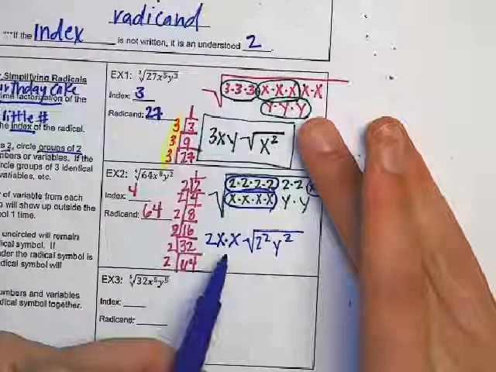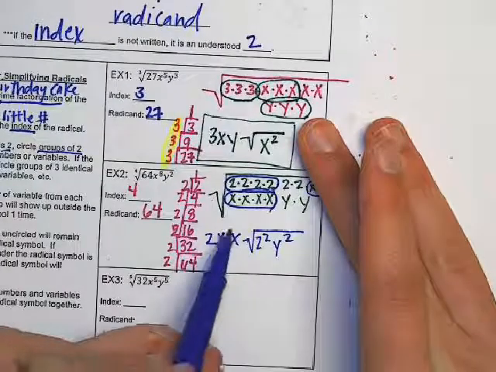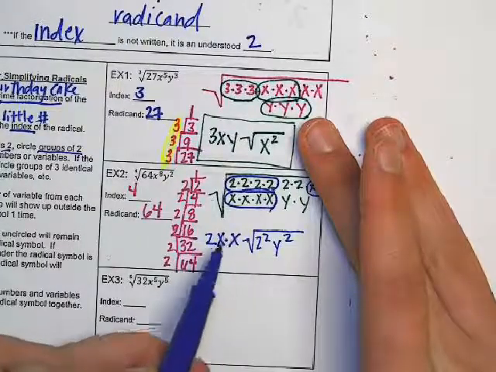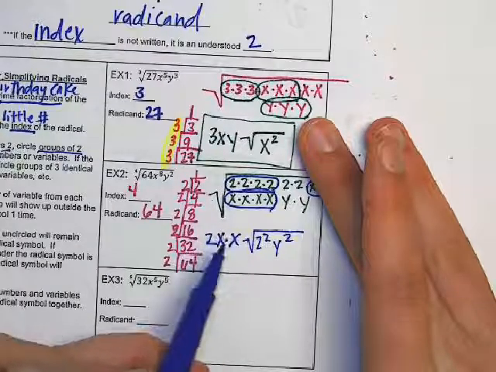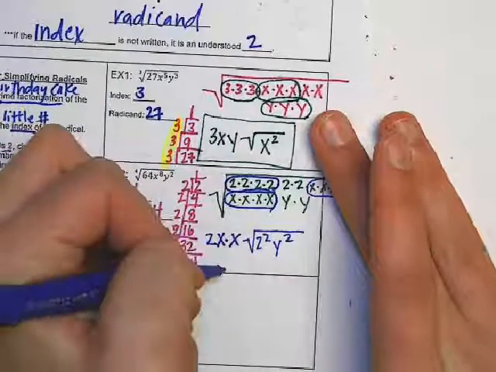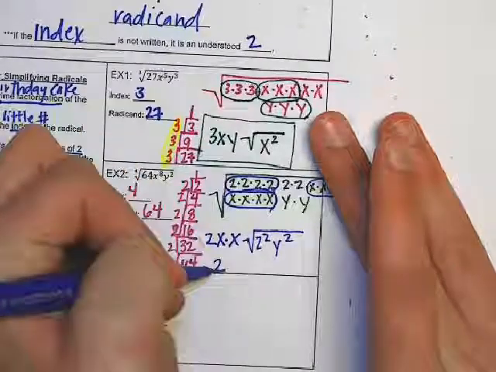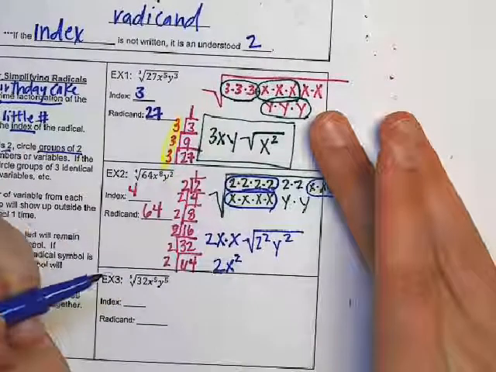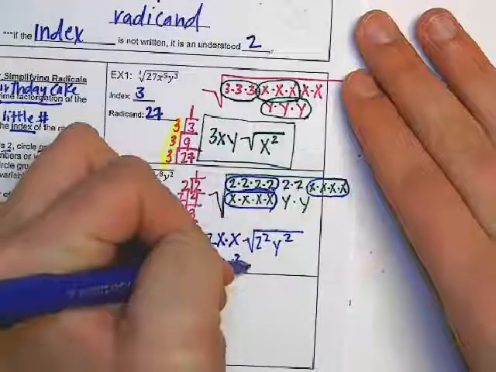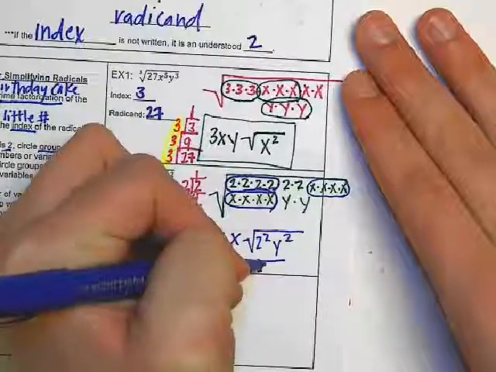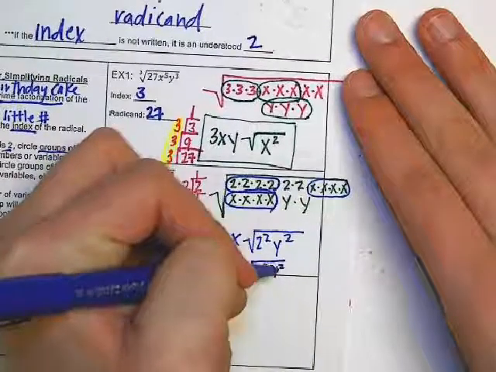Now, look on the outside. Can I simplify this? X. How am I going to write x times x? X squared. Okay, so this is what it is. 2 times x squared, because I simplified them. Square root of 2 squared times y squared.